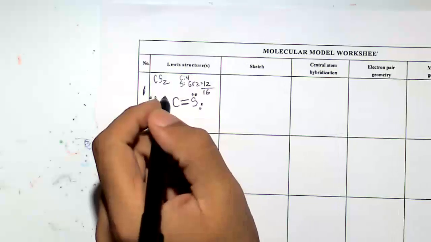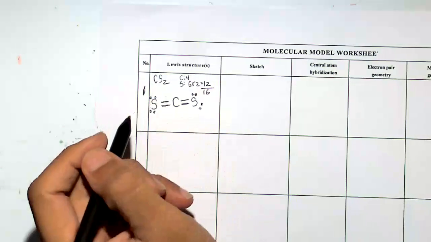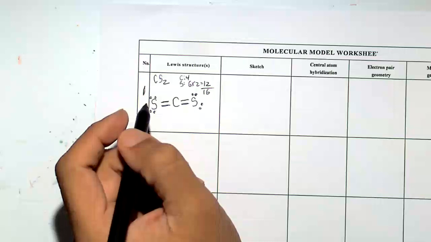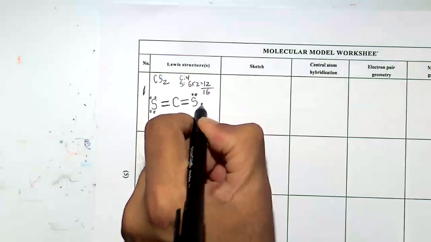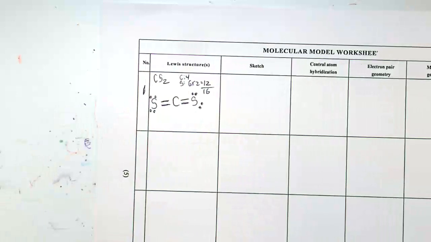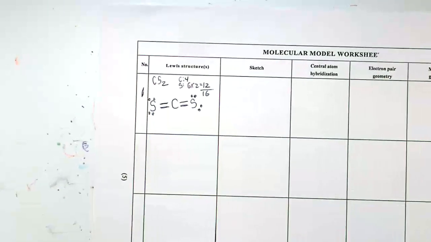So let's do formal charge. Is it important that on the right it's on the right and the top, and on the left it's on the top and the bottom? No, it doesn't matter where these lone pairs go, as long as it's around the sulfur.